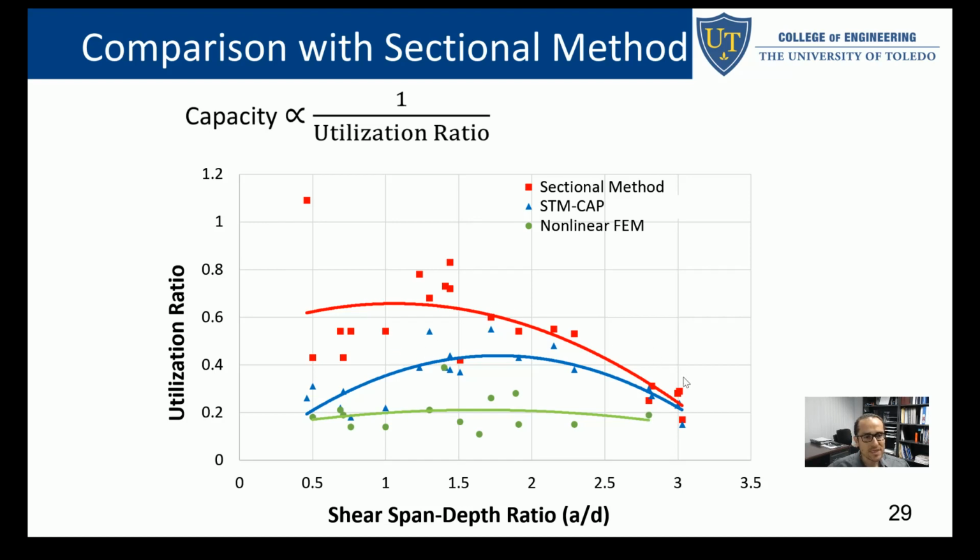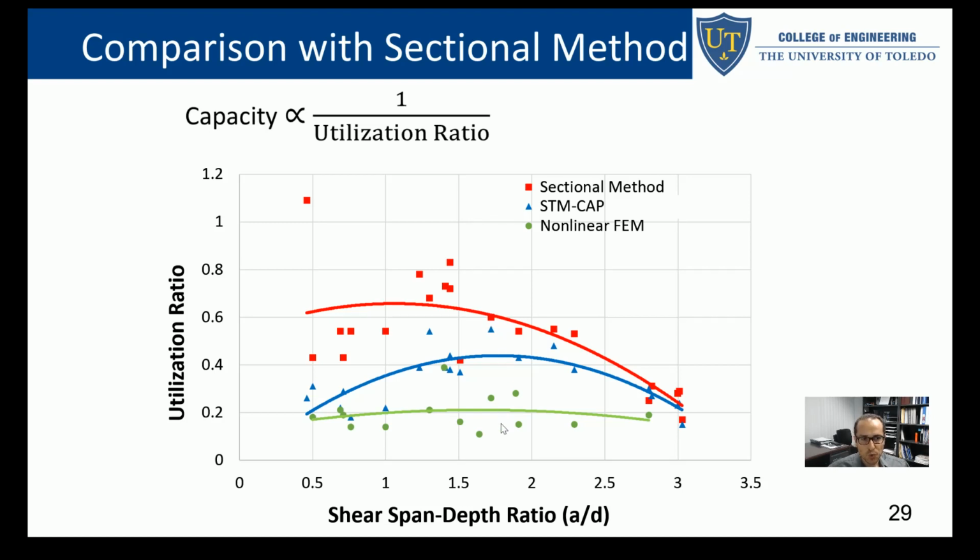So if you look at your sectional method, which is the red prediction curve, it diverges quite a bit for deep members. So it's really predicting loss of stresses, loss of utilization ratio as compared to the other two, which is STM-CAP, nonlinear finite element, right? So, the conclusion with this is that shear span depth ratio is smaller than 3. Expect significantly conservative predictions if you end up using sectional method, which really you shouldn't, because it's not intended for deep members.